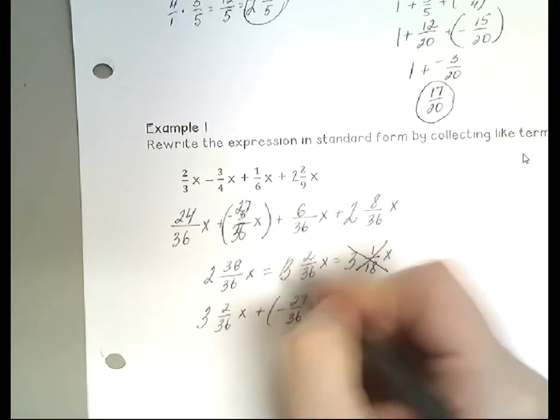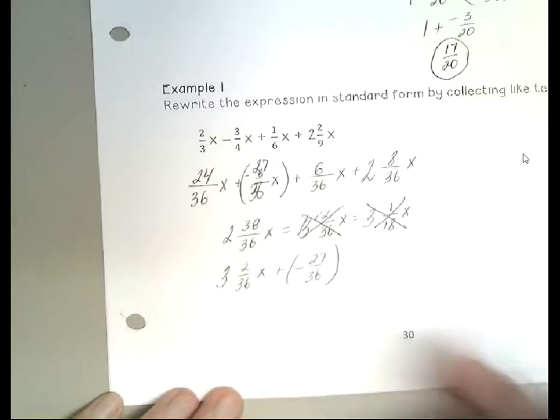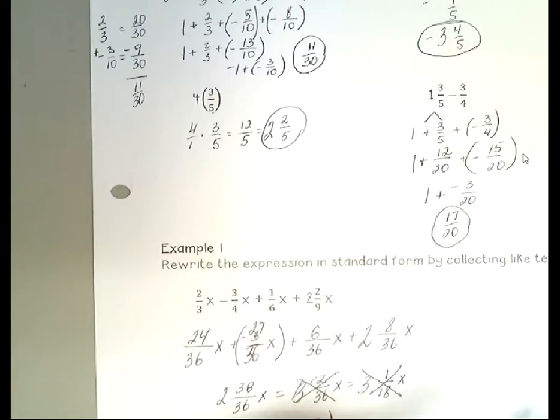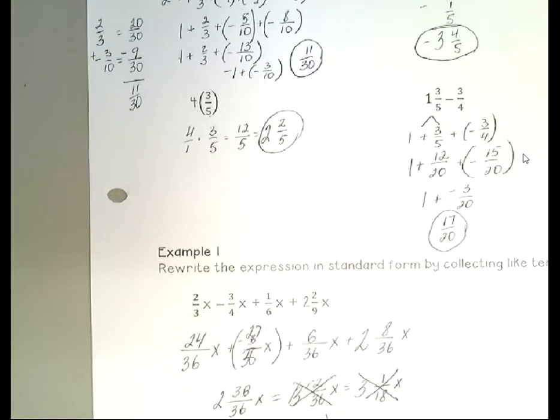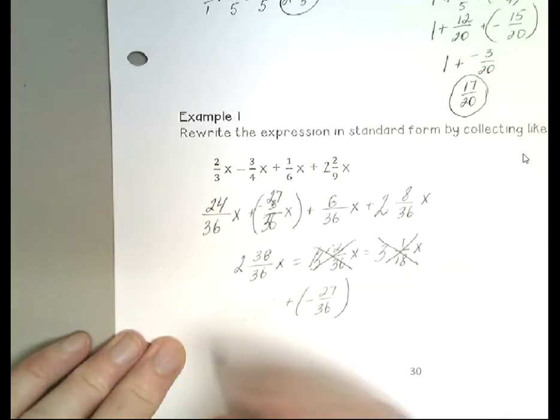I could actually leave the first one right here. It will be even easier. So instead of, sorry, I will get just an eraser here, for you to see it better. Okay, so I'm taking 2 and 38 36 and I'm adding negative 27 36.